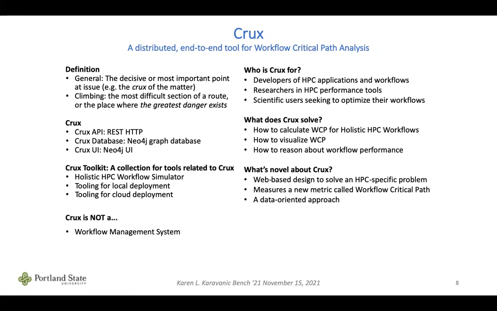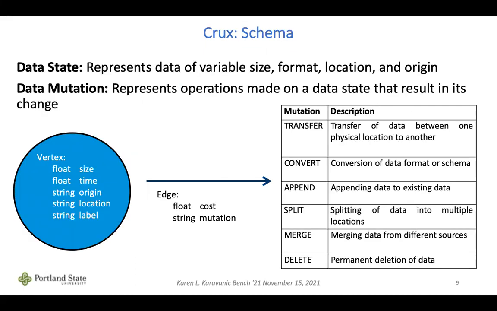So Crux's novelty relates to the fact that it's a web-based design to solve an HPC-specific problem, that it measures a new metric called workflow critical path, and it's a data-oriented approach. The nodes in Crux's workflow critical path represent data state. And so we store information about the size, format, location, and origin of the data. Each edge represents a data mutation, which represents operations made on a data state that result in a change.